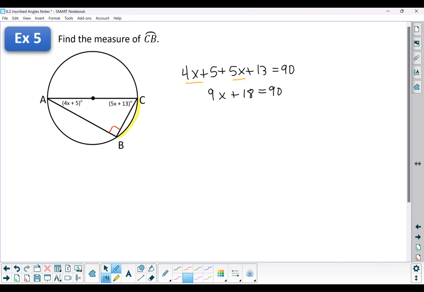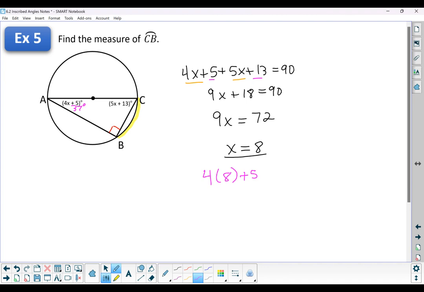So we'll just combine those two together and combine those two together. If we subtract 18, we get 72. And so we solve for x, and x is equal to 8. Well, this asked us to find the measure of arc BC. So to figure out the measure of arc BC, or CB, we need to know how big this angle is. So we're going to sub in the 8. 4 times 8 plus 5 is 37 degrees.